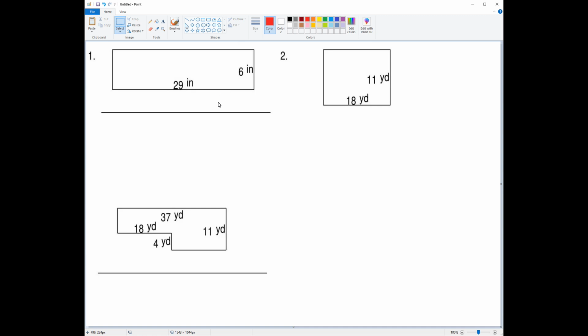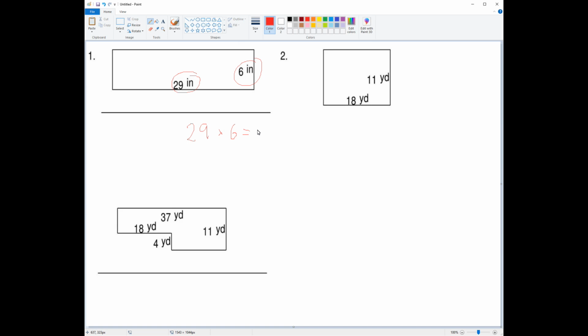But anyways, for both of these, we just look at the numbers. We have 29 and we have 6. So you multiply those two and that will give you the result. And I should have brought my calculator, but what is that?